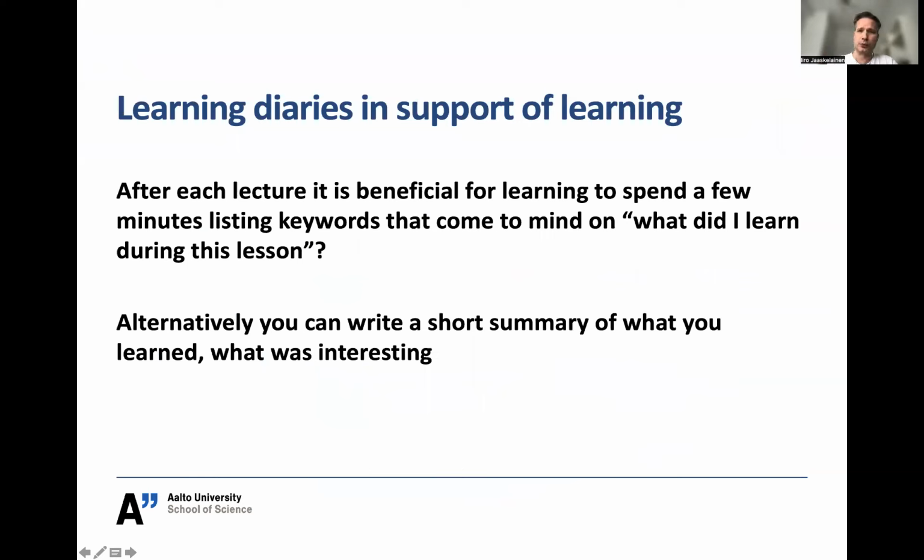Something else that will support your learning is to use learning diaries. After each lecture, there will be one, now there's already one, and there's the second, and there's going to be a third, and maybe some more, that I will post on YouTube. After each lecture, it is beneficial for learning to spend a few minutes listing keywords that come to mind on the question: what did I learn during this lesson? What were the open questions that you found interesting? Alternatively, you can write a short summary of what you learned, what was interesting, as an alternative to keywords. Whichever way suits your purpose is best, but this facilitates learning, as you pause and remember back, okay, so this was interesting that I learned, and then you get the repetition via writing this learning diary.